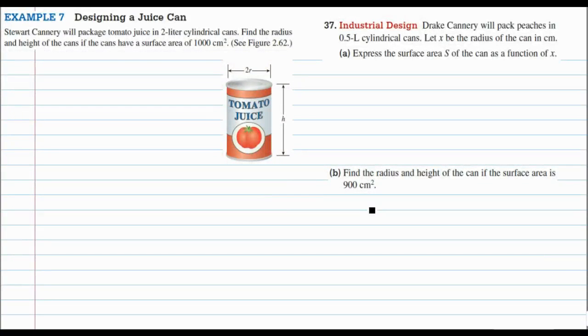This is the screencast for section 2.7, example 7. We're going to design a juice can. The Stewart Cannery will package tomato juice in 2-liter cylindrical cans. So that's talking about its volume. Find the radius and height of the cans if the cans have a surface area of 1,000 centimeters squared.